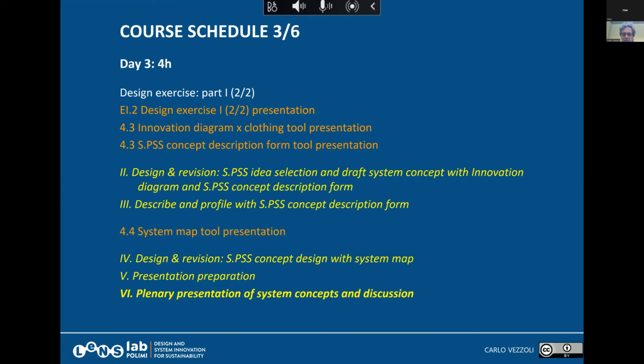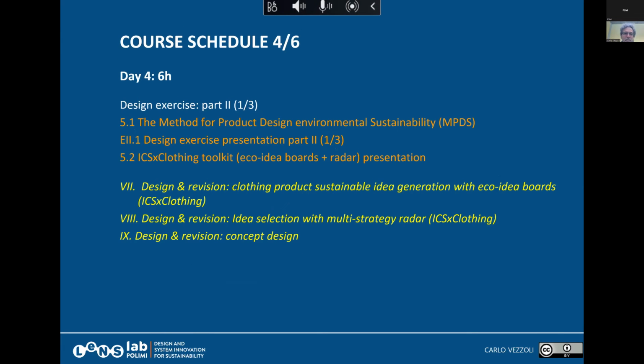presented, and a discussion. The plenary presentation is aimed both at discussing and understanding further what we are going to learn during this course, as well as to give an evaluation. Because, you know, this is a course in which an evaluation is requested. Then again, we will go on.